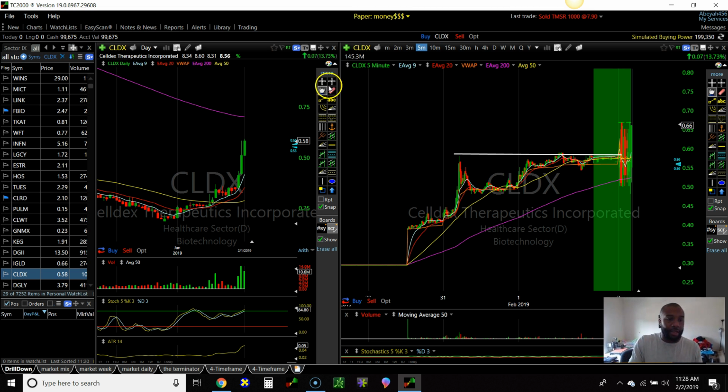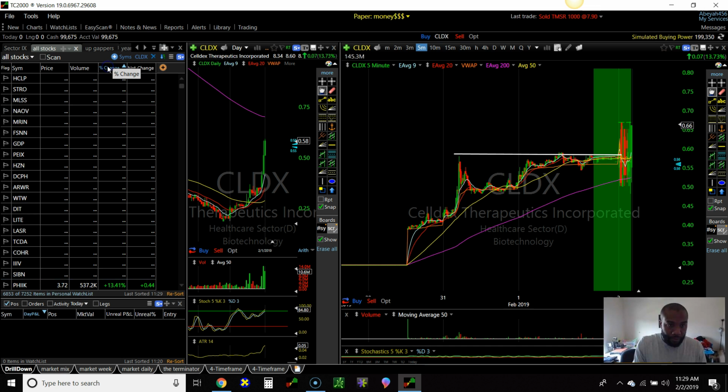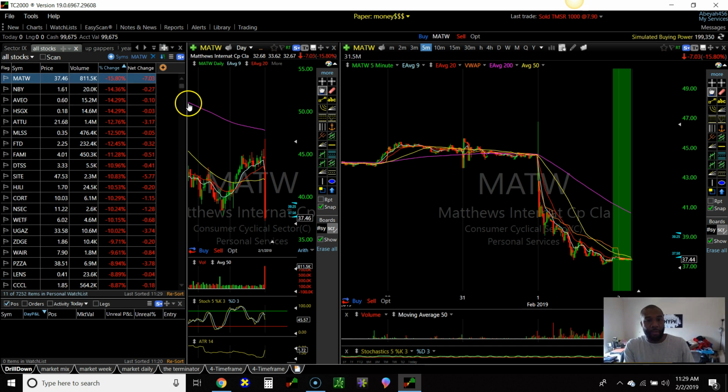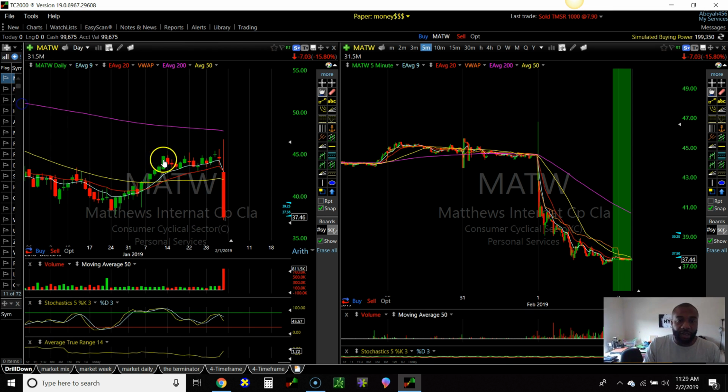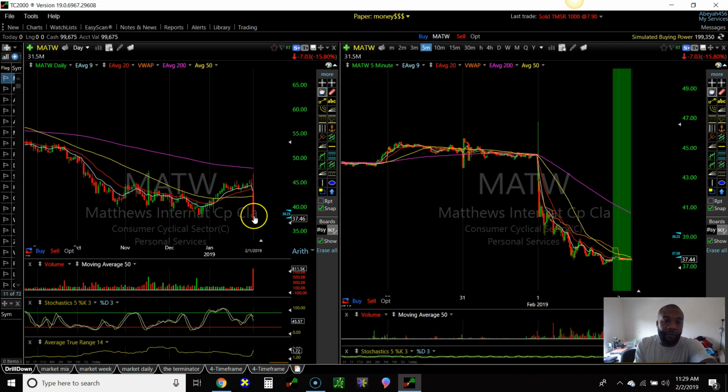And then you can also look at the same thing for green to red. You could take your percent gainers, hit percent, and it'll turn into all the top losers. Then you start looking at your top losers, and you can see a stock that was down the previous day.